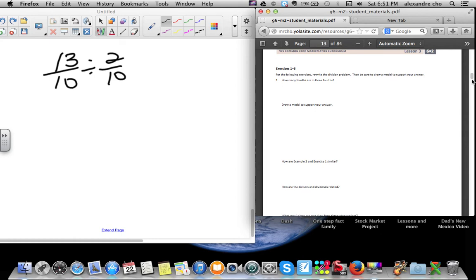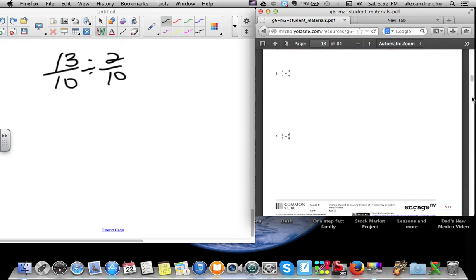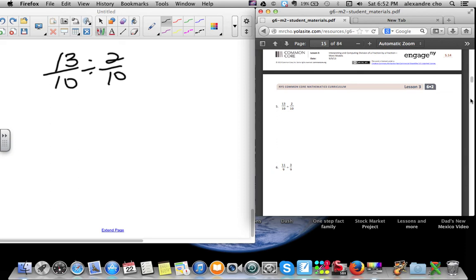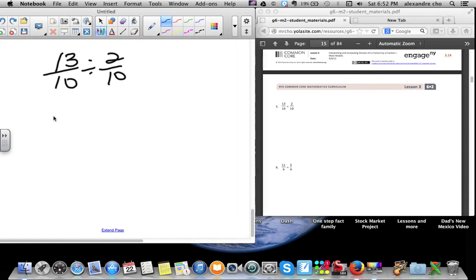For the following exercises, rewrite the division problem. Be sure to draw a model. Alright, so I'll do it both ways. So, it's on page 15. You got 2 problems. So it's 13 over 10 divided by 2 tenths. So 2 ways. Let's do this 2 ways. Okay, so let's draw a model.